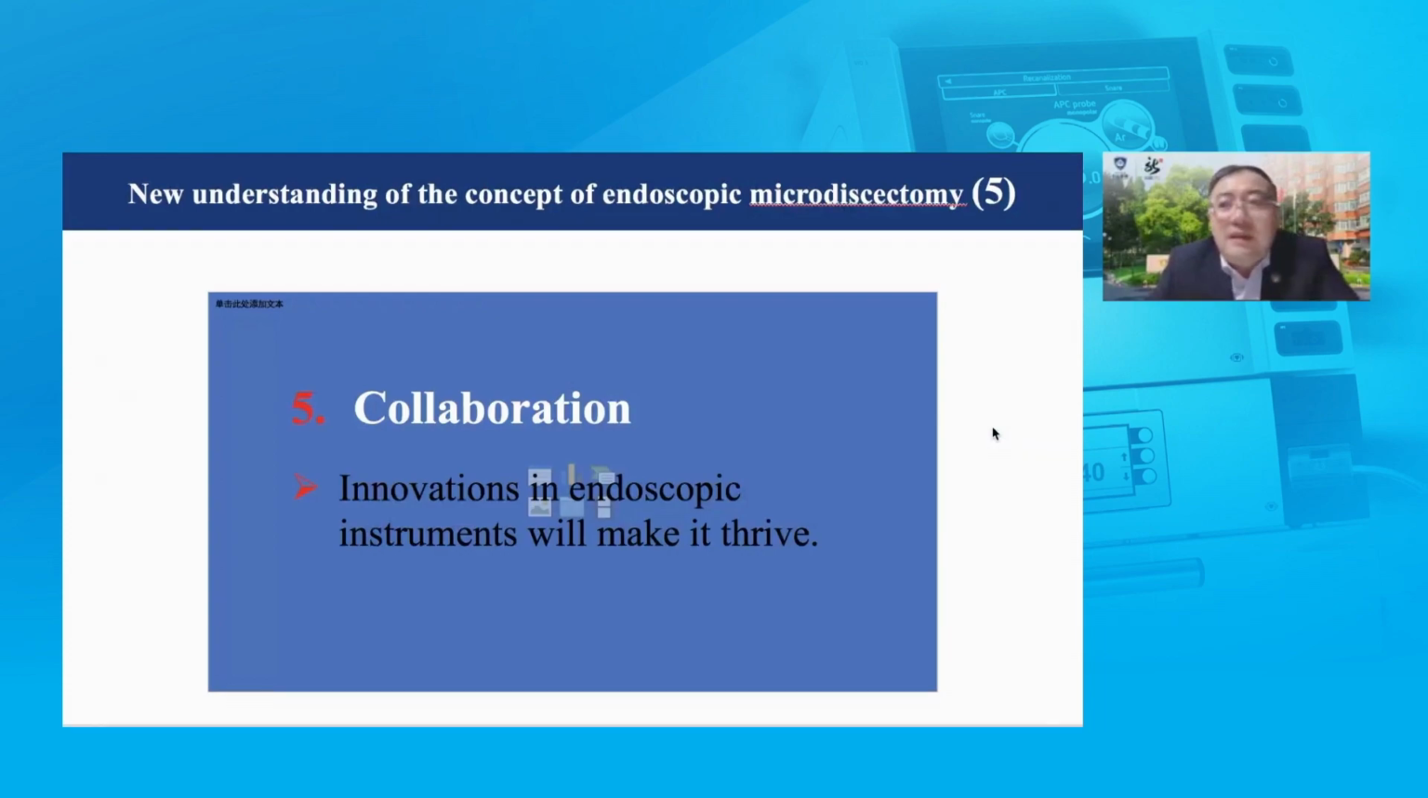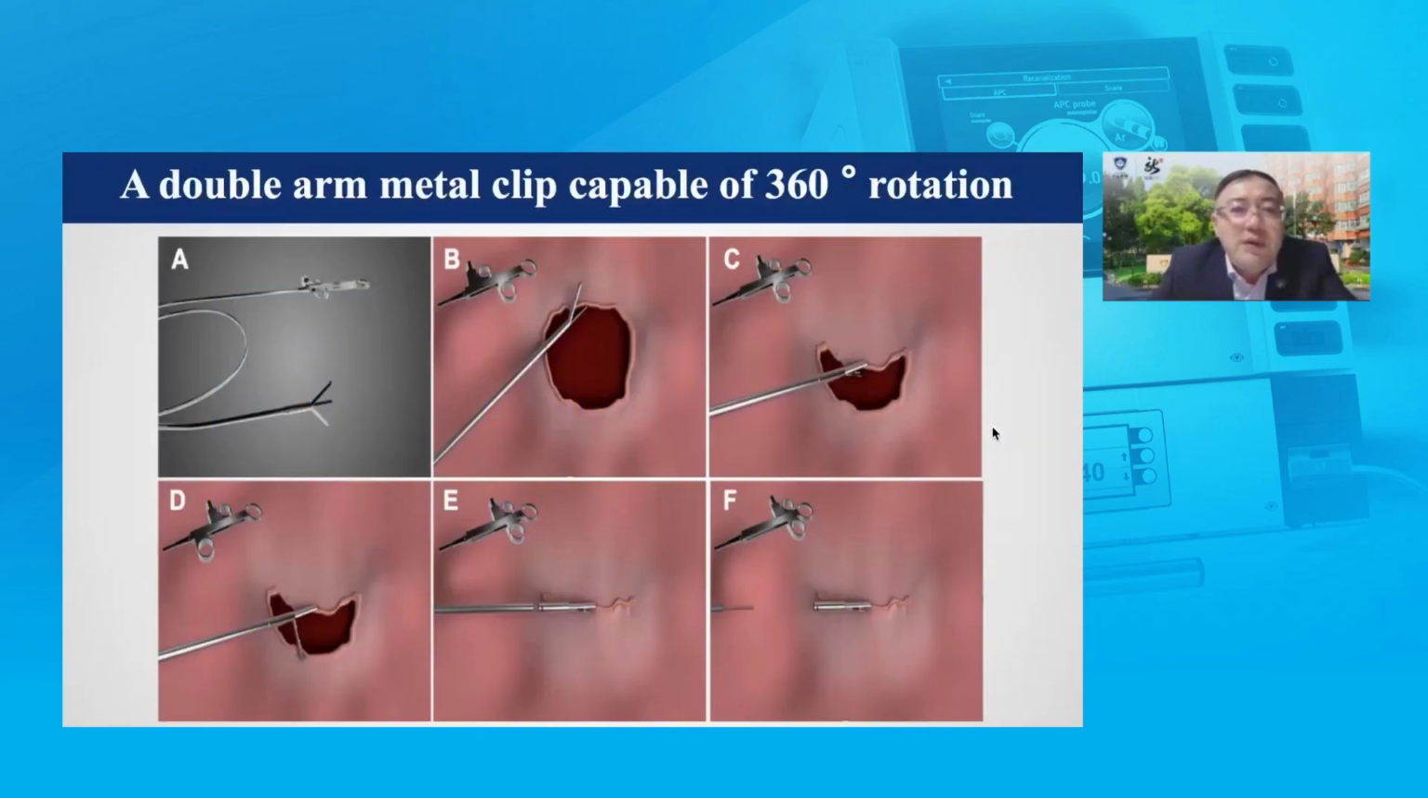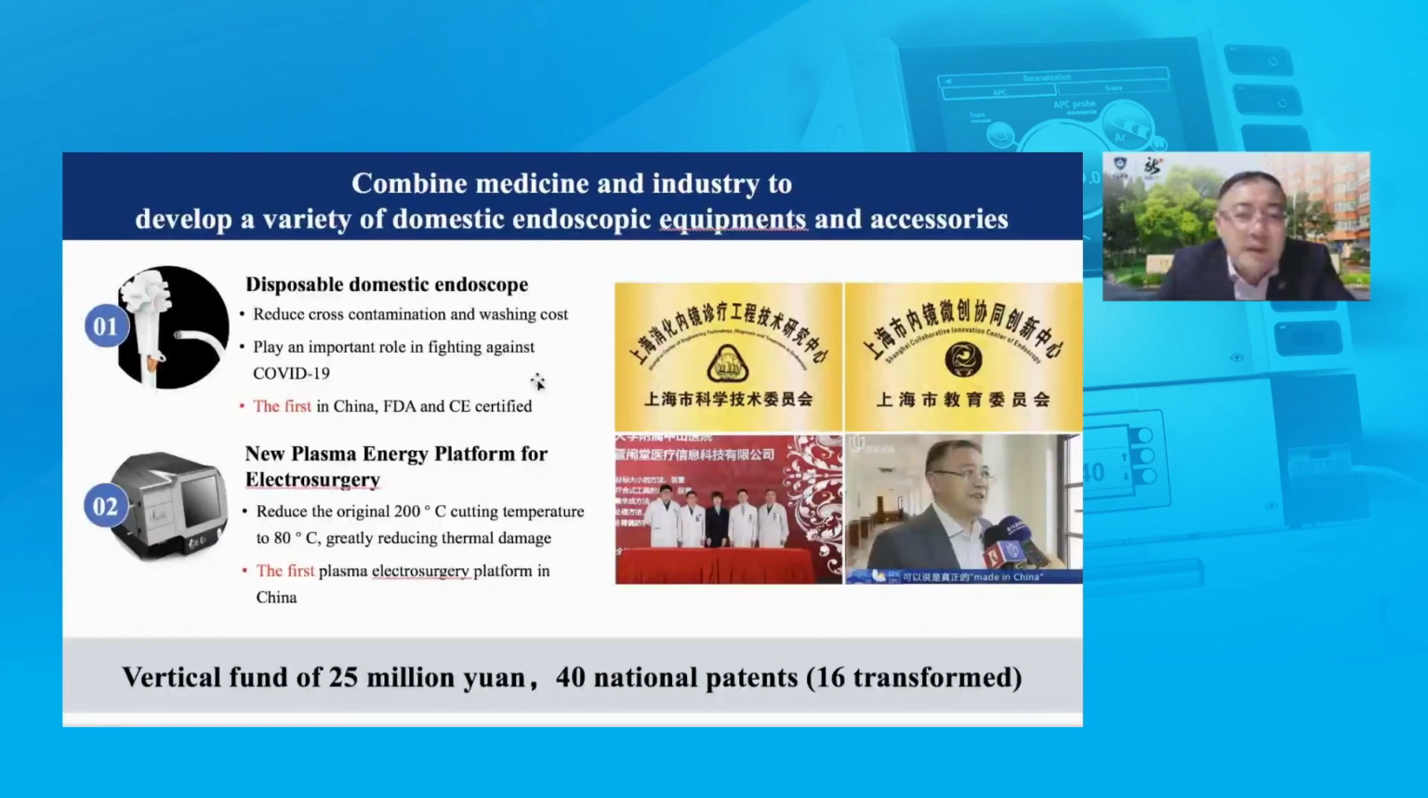The last new concept of the endoscopic procedure, I think, is that innovation in the endoscopic instruments will make the endoscopic procedure thrive. So cooperation between the hospitals, universities, and the companies is very, very important. We invented a double-arm metallic clip capable of 330 rotation. And in China, we now have a platform, the Shanghai Collaboration Innovation Center of the endoscopy.